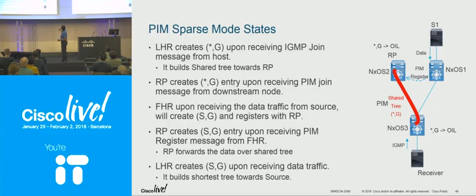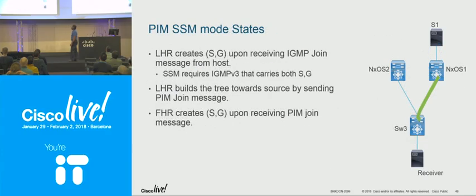Now, the data from S1 is received by switch 1. The MFWD component kicks in here, which is responsible for creating the S comma G state entry and also registering the source. It creates an S comma G state entry and uses PIM register to register the source to switch 2. Switch 2 receives it, creates an S comma G state entry, and floods the traffic. Now, when switch 3 receives the data traffic over the shared tree, the MFWD component again comes into the picture. It creates an S comma G state entry and builds the shortest tree towards Nexus switch 1, which is directly connected to the source, and starts receiving the traffic.